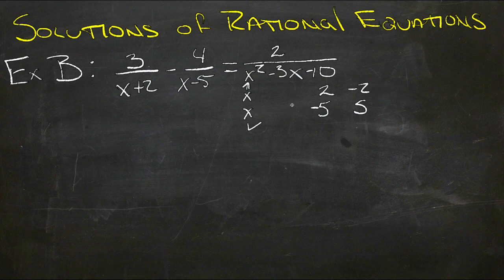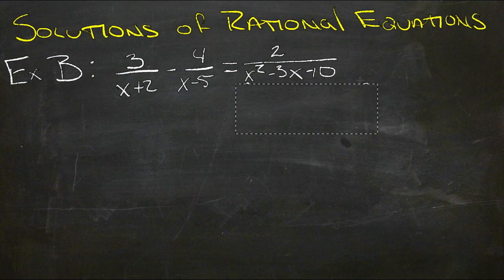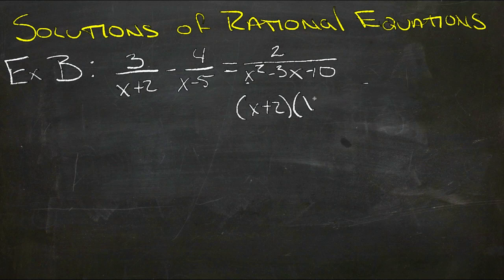So let's take that. We'll make our space back up here. We'll get x plus 2 times x minus 5, and that'll be the factored version of that trinomial. Now we can see our common denominator is going to be x plus 2 times x minus 5, because this can become that, and this can become that, and this is already that.